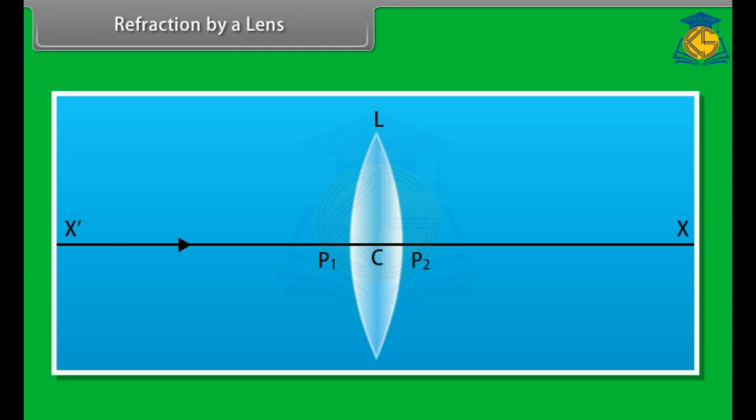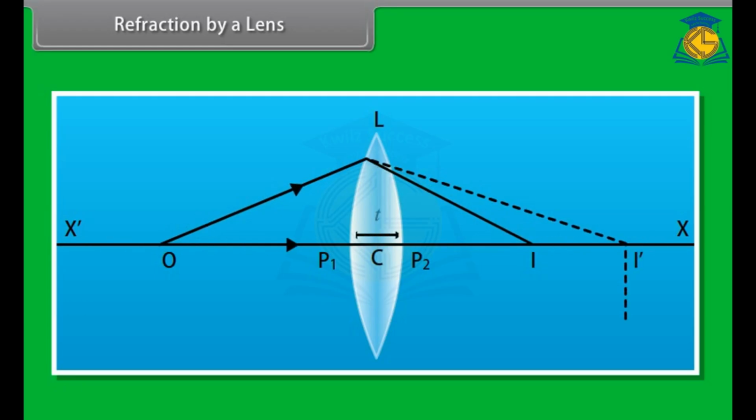Refraction by a lens. Suppose L is a thin lens. The refractive index of the material of lens is N2 and it is placed in a medium of refractive index N1. The optical center of lens is C and X'X is principal axis. The radii of curvature of the surfaces of the lens are R1 and R2 and their poles are P1 and P2. The thickness of lens is T, which is very small. O is a point object on the principal axis of the lens. The distance of O from pole P1 is U.